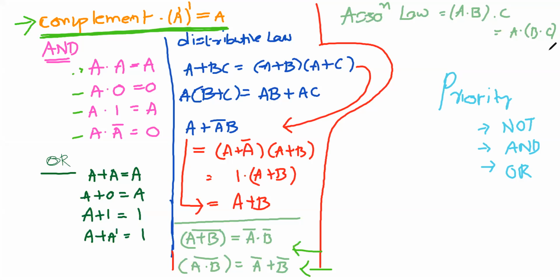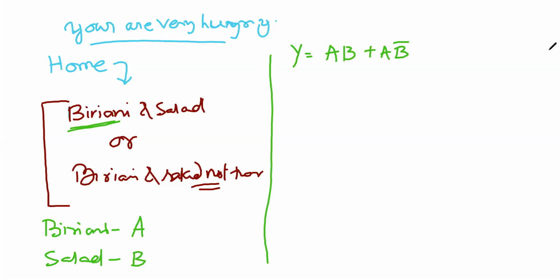Is it in the form A plus B bar or A dot B bar? No, sir. Okay, so you have AB plus AB bar. How do we reduce this? Taking A common. I would like to reduce this expression, so I will take A common.